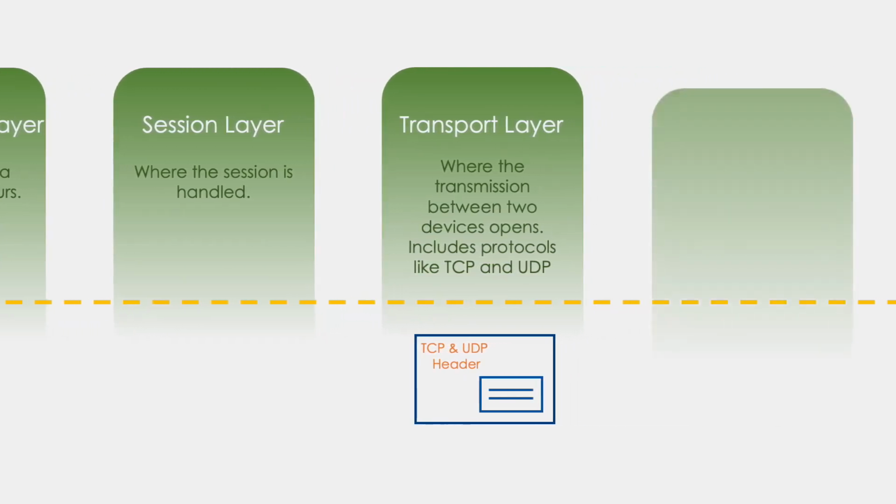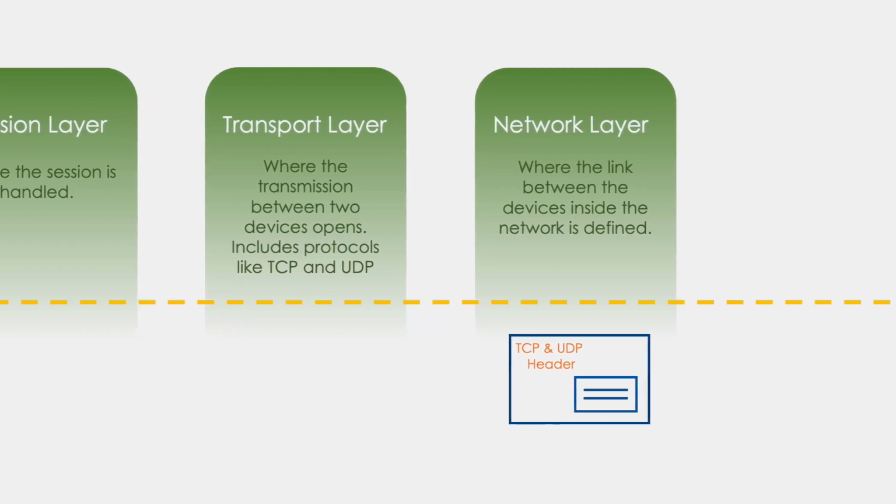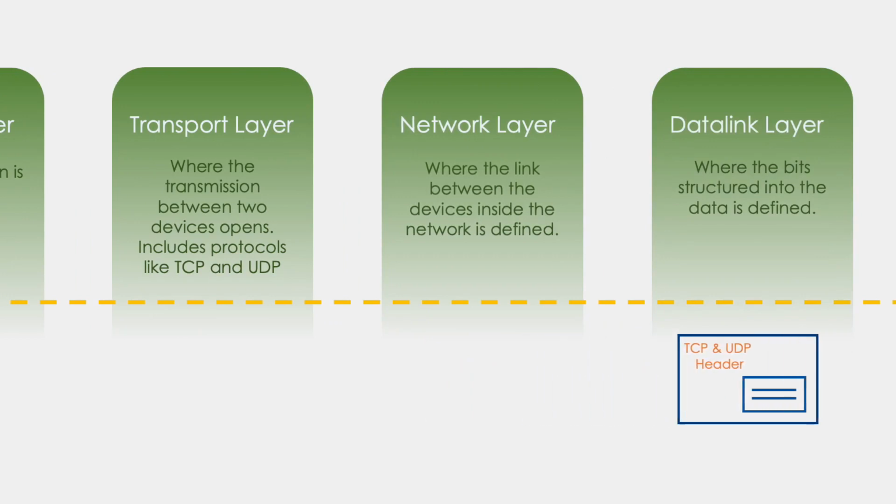Then network layer comes, where we define how the devices link together and how they communicate inside the network. For example, information about the IP address is handled in that layer. In data link layer, it is defined how to structure bits into data. For example, information about the MAC address is handled in that layer.